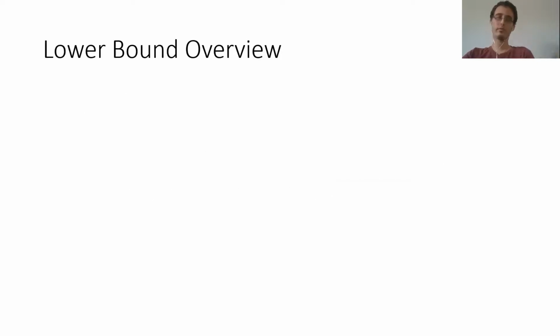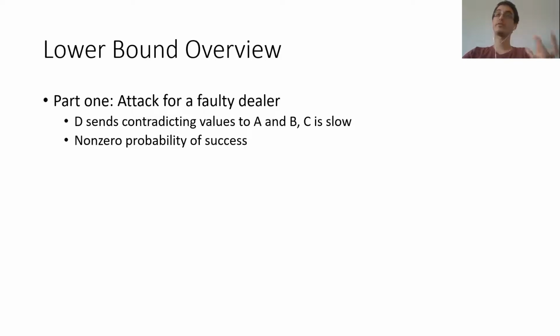In order to prove this result, we will use 2 attacks. The first attack is for a faulty dealer. D will send contradicting values to parties A and B. C will be slow. And with some non-zero probability of success, A and B won't notice that the values contradict. In that case, they complete the share protocol, they start the reconstruct protocol, and they must output something, but their values contradict, so it seems bad.